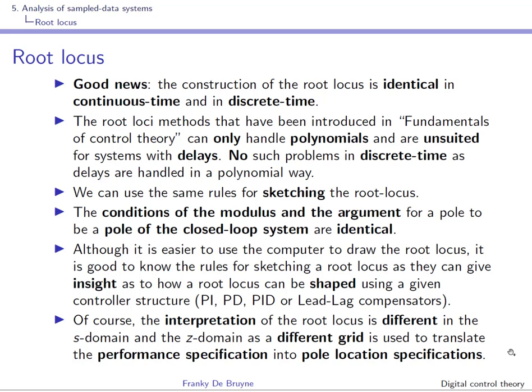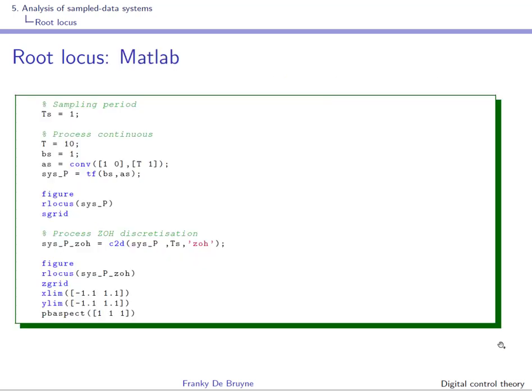Of course, the interpretation of the root locus is different in the s and the z domain, because a different grid is used to translate performance specifications into pole specifications. Remember that we have seen this z grid previously in the course.